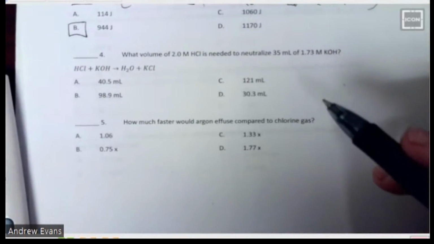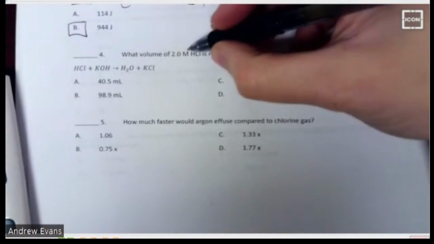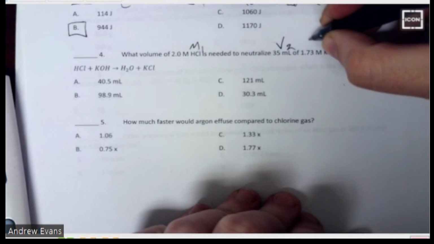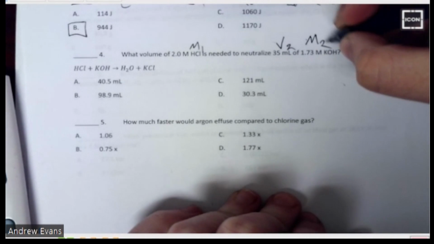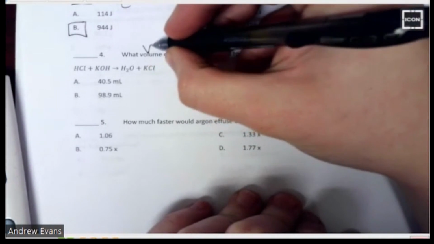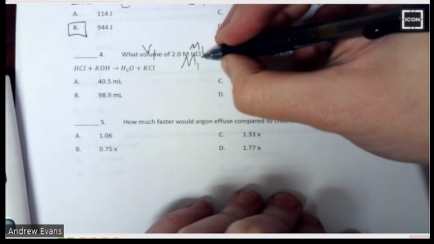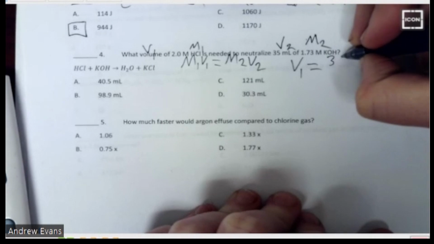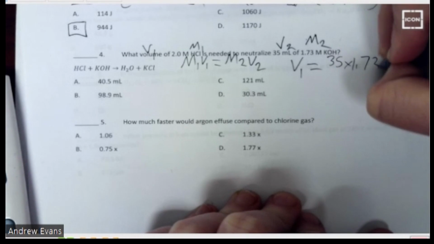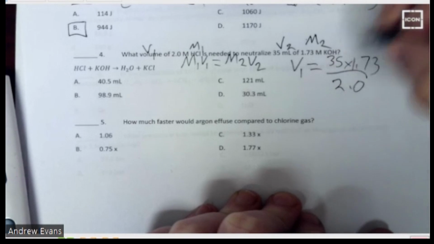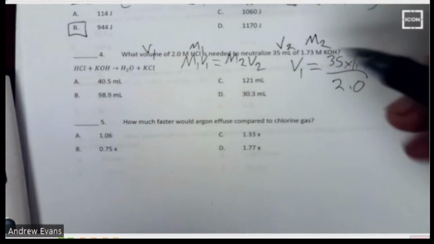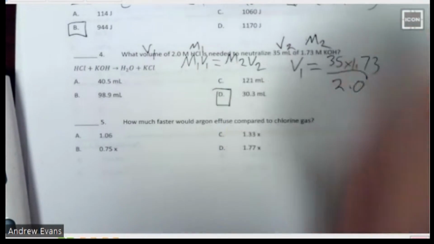Oh, volume of 2 molar HCl is needed to neutralize a V2 of this concentration of KOH. We want to know what is the volume of that. So M1V1 equals M2V2, rearranging it. V1 equals 35 times 1.73 divided by 2.0. You get like 30.275, which rounds to 30.3.